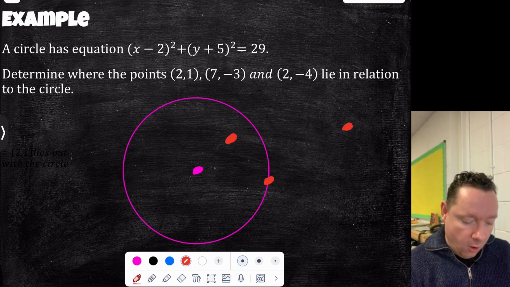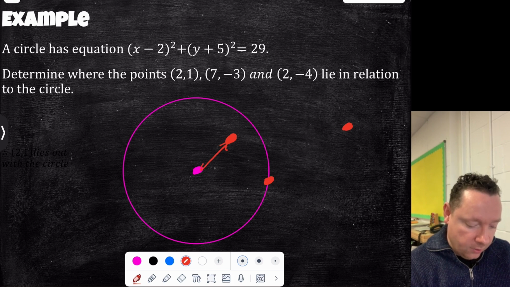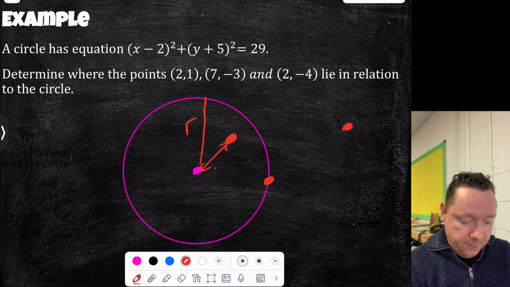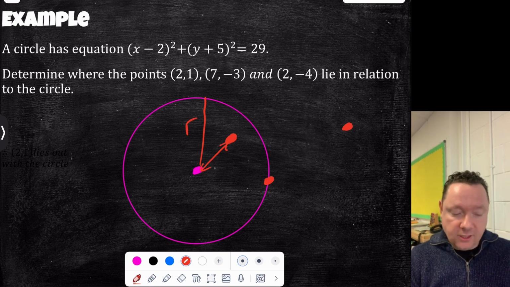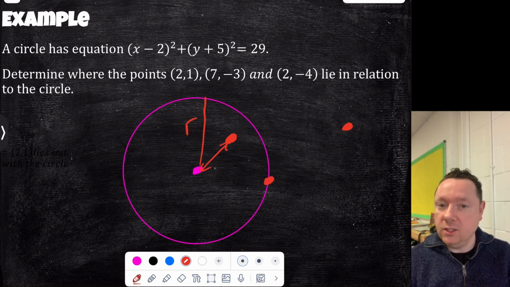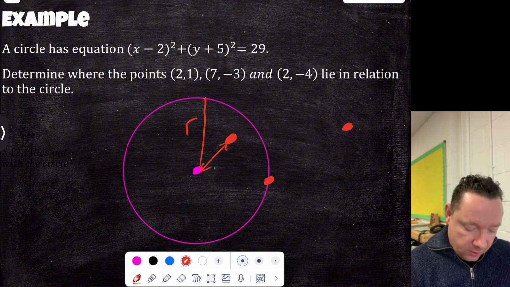Now, if it was inside the circle, obviously the distance between here and here is smaller than the radius. So if it's inside the circle, the distance between the centre and the point is smaller than the radius. Obviously, if I look at the point on the circle, well, there it is there, the radius and that point is exactly the same.